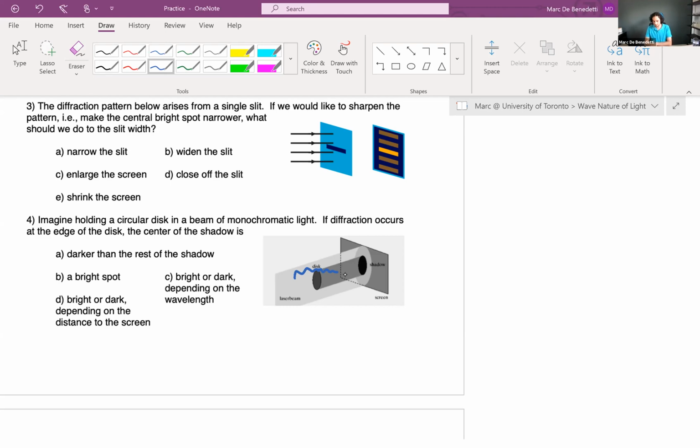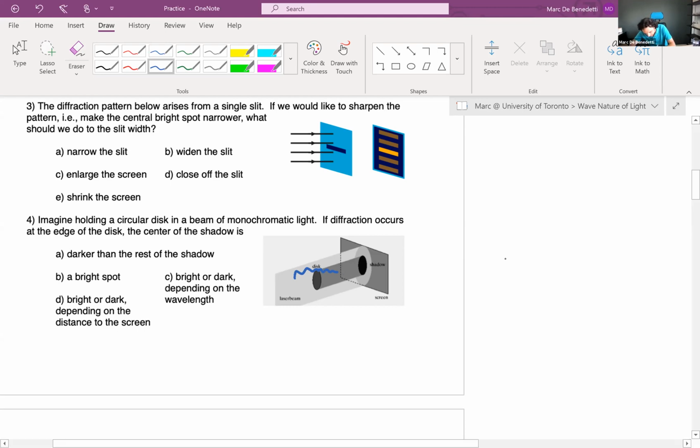Any ideas? Someone says D, bright or dark depending on the distance to the screen. Kelly says B, a bright spot. Two people, three people. Someone else also says B. Lots of B's coming in. Okay, so a fair number of you said B. So let's look at it.